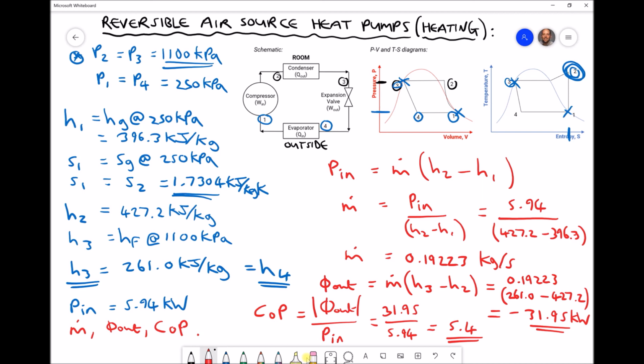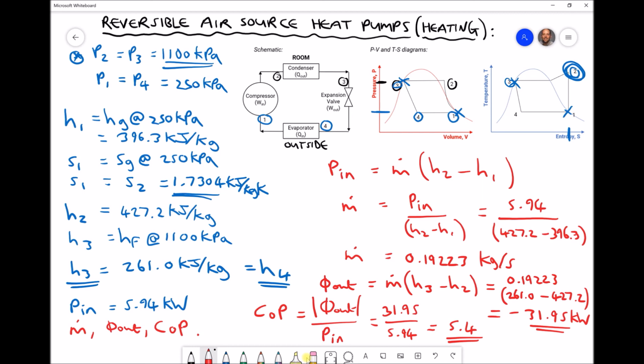Once we had the mass flow rate, we were able to determine the rate of heat energy being transferred to the room. And finally, we were able to determine the coefficient of performance, which is the ratio of the amount of heat being gained by the room when divided by the amount of work being inputted by the compressor. The amount of work being inputted by the compressor would also equal the rate at which electricity was being consumed by the compressor. So that ratio gives us an indication of how efficiently this particular device is working.